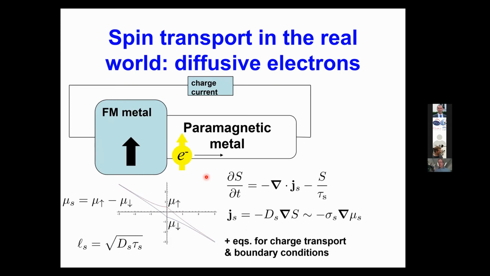Now, this is the ideal world. So now I'm moving to the real world. So how does this now work in the real world? In the real world, there is no equilibrium spin accumulation. So in the real world, spin transport is often actuated by a non-equilibrium spin accumulation. And there are several ways to make such non-equilibrium spin accumulation.